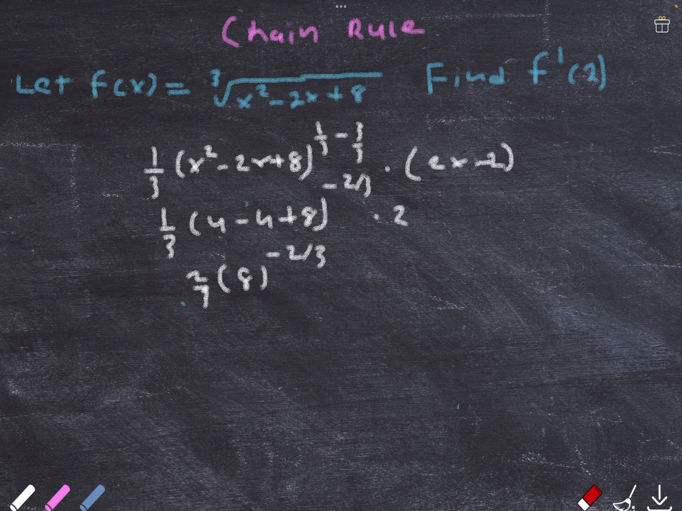Get out your calculator, but the answer is supposed to be 1 over 6. And that's pretty simple, right?